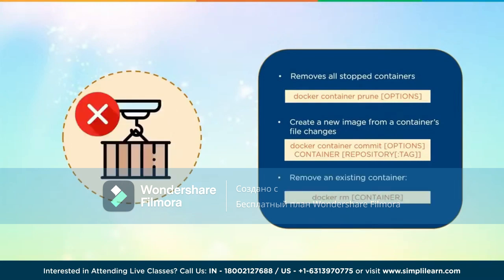And the last one is how we can remove an existing container. We can use the docker rm command, which is available there, using which you will be able to get a particular container removed from your existing system. So the docker rm command is there to remove an existing container from your system.